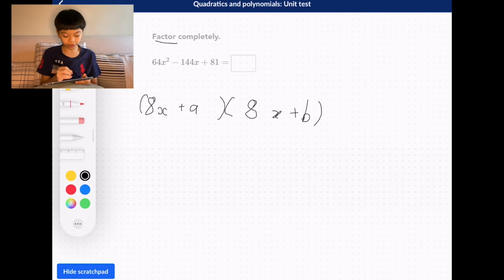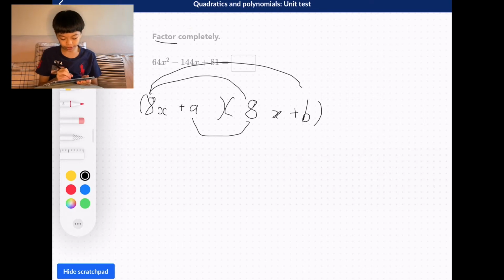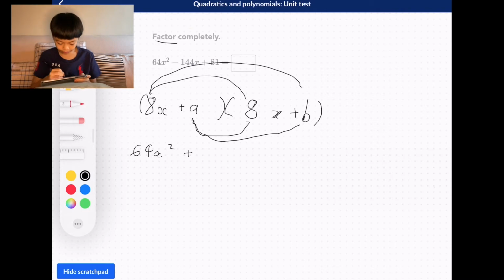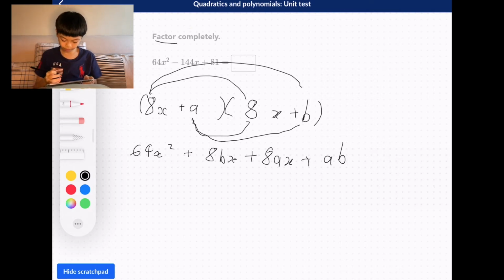So that would equal, first we need to do the multiply formula for brackets, parentheses. This doesn't have to always work. There are shortcuts for some, but if you need to prove them, you might have to rely on this. So I'm going to use this method for now, which is 64x squared plus, all right, 8x times b is 8bx or 8xb, either way. And then a times 8x is plus 8ax, plus a times b, which is ab.